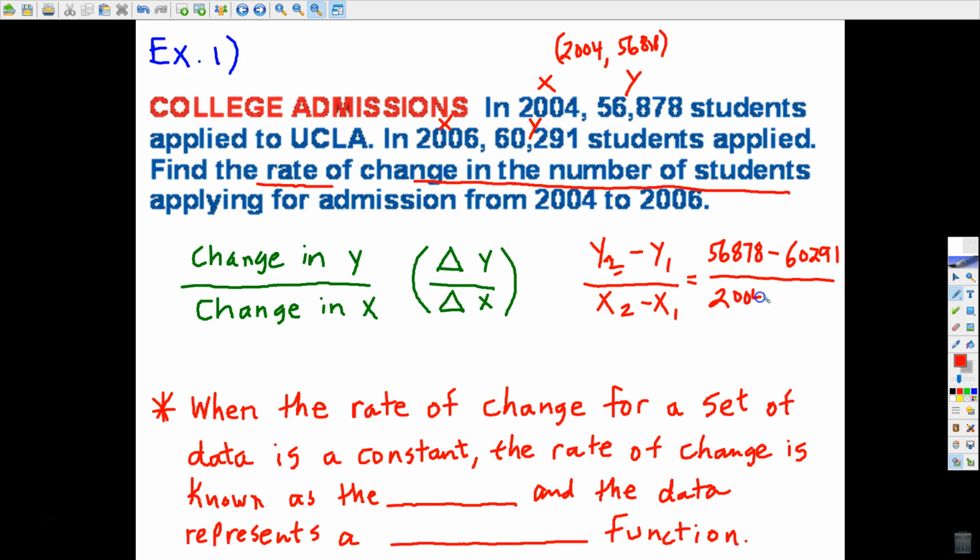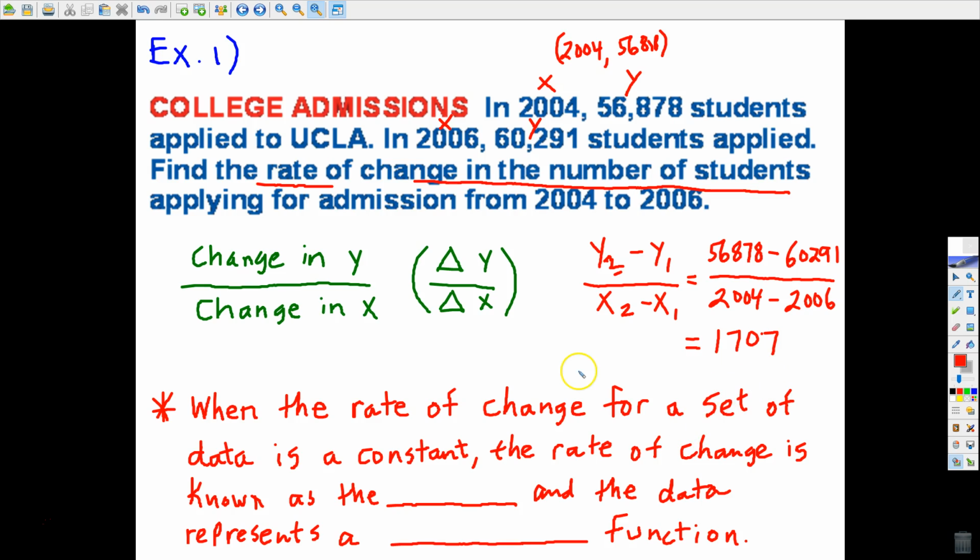So 2004 minus 2006. And we do the subtraction of the numerator and the denominator, and then divide. And then you end up with the number rounded. It's 1707. In decimal form, it was 1706.5, but since we're dealing with a number of students, we're going to round to the nearest student.